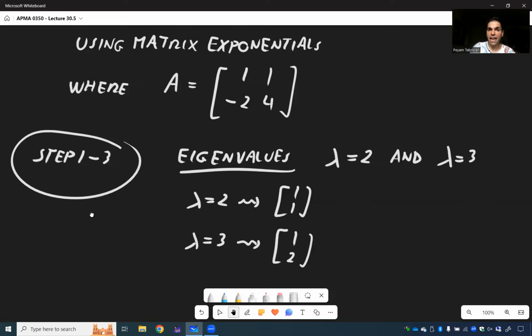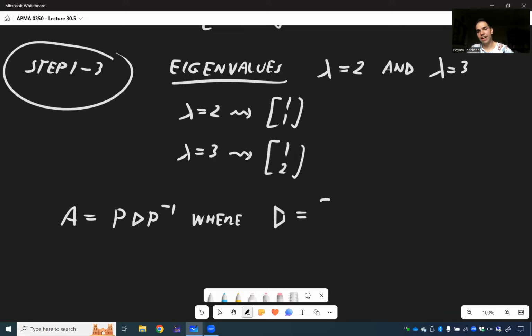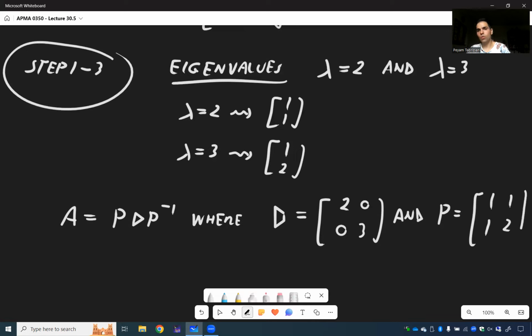And remember, what that tells you is that A is P D P inverse, where D is the matrix of eigenvalues, so [2, 0; 0, 3], and P is the corresponding matrix of eigenvectors, so [1, 1; 1, 2]. Here for (1, 1), we need lambda equals 2, and for (1, 2), we need lambda equals 3, because that's how we chose our matrix D.